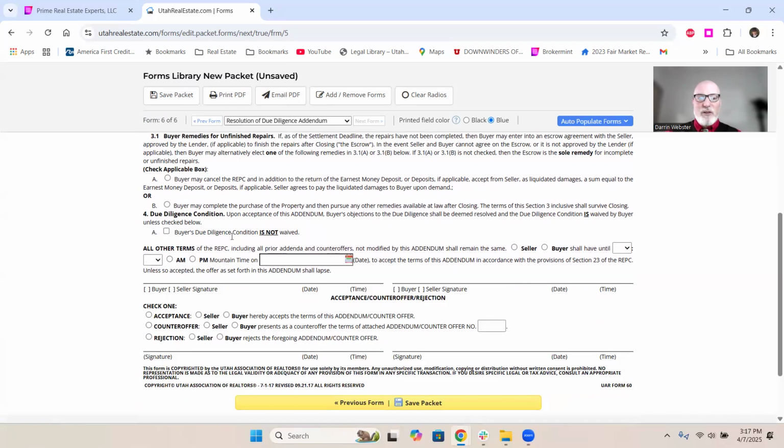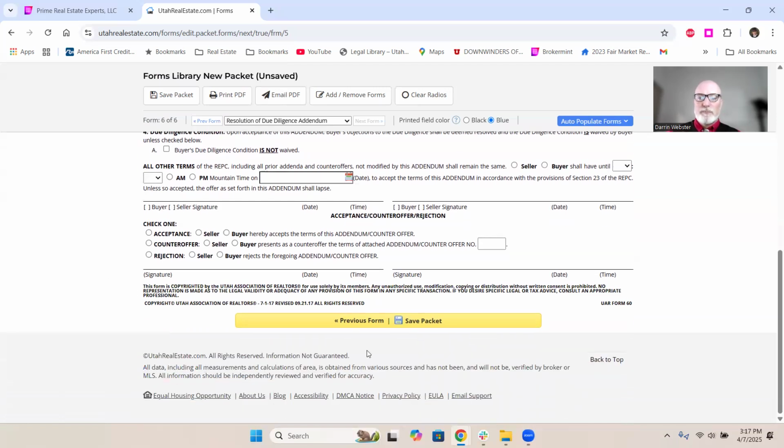And then, buyer due diligence condition is not waived. I always recommend this one be marked, because just because we said this is what's going to happen, it doesn't mean my due diligence deadline is over. If the seller doesn't follow through with this, the seller's in violation of the contract, and I want to be able to use this as a tool to help protect my buyer, but also as a club to help motivate the seller to get it done.